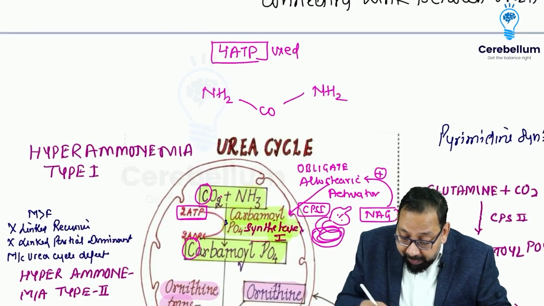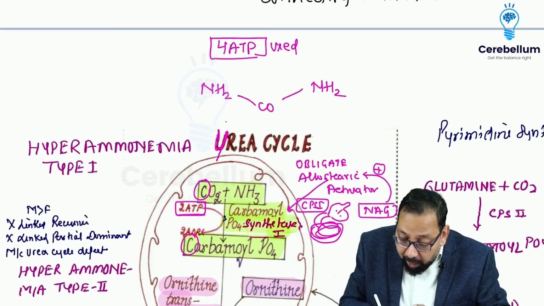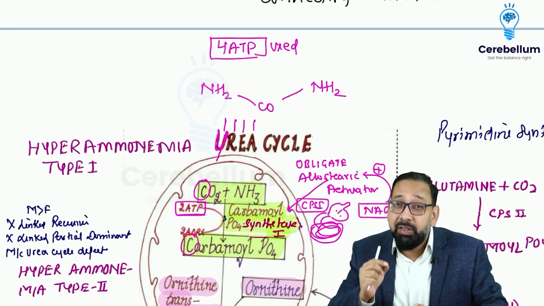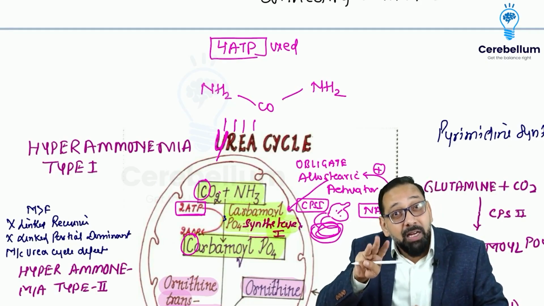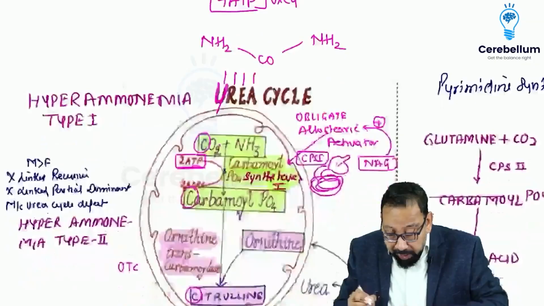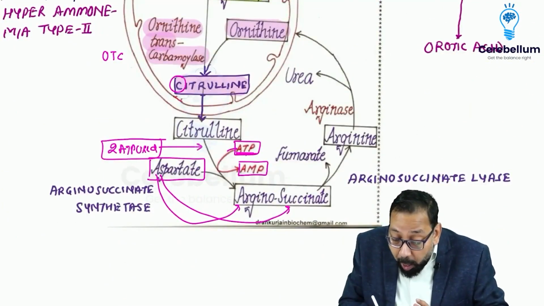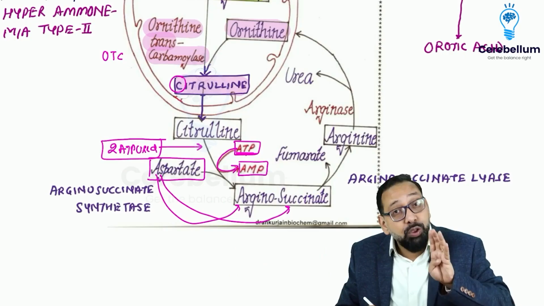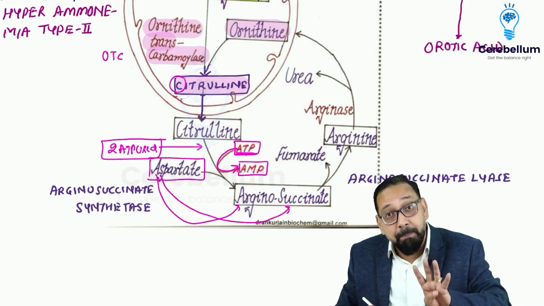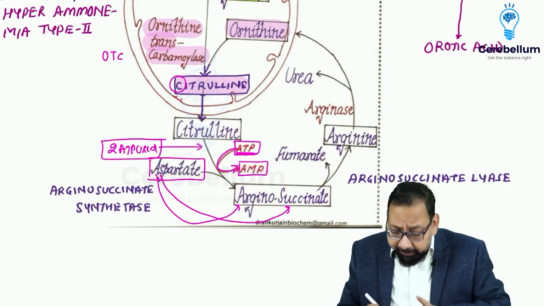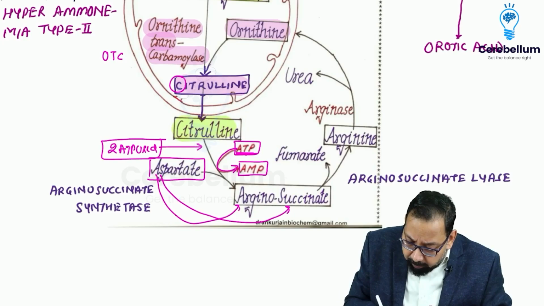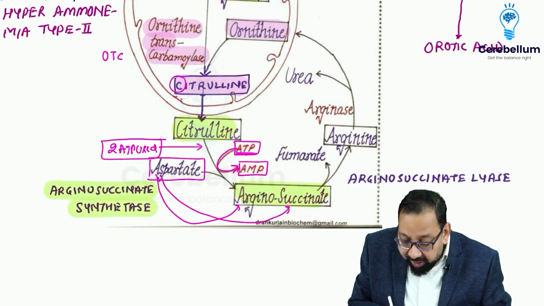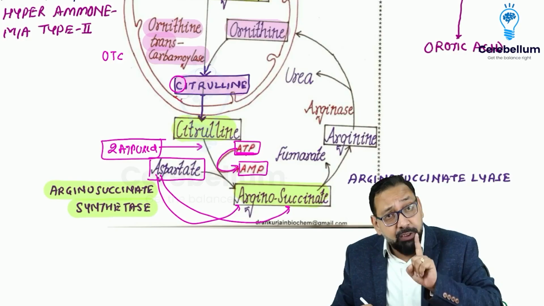A simple mnemonic: U looks like 4, or urea, how many letters are there? 4 letters. So 4 ATP used. Sometimes in questions they try to confuse you: 3 ATPs are involved because 2 ATP are involved at one step and 1 ATP at the other, but how many high energy phosphates are used? 4 high energy phosphates are used. If a question asks in the urea cycle how many ATP are used, the best answer would be 4 ATP. In this step where citrulline is converted to argininosuccinate, the enzyme is argininosuccinate synthetase. Synthetase means ATP is used.